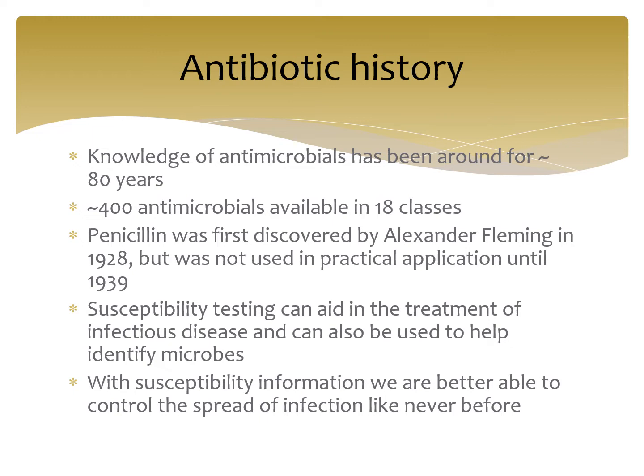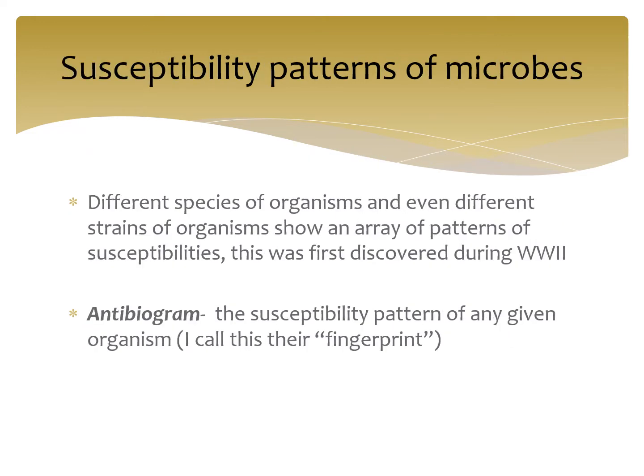So different organisms show different susceptibility patterns, and those susceptibility patterns can be from very sensitive up until very, very resistant. And like I mentioned, an antibiogram is the susceptibility pattern of any given organism when it comes to if they are susceptible or resistant to an antibiotic. I call this the fingerprint of the organism.